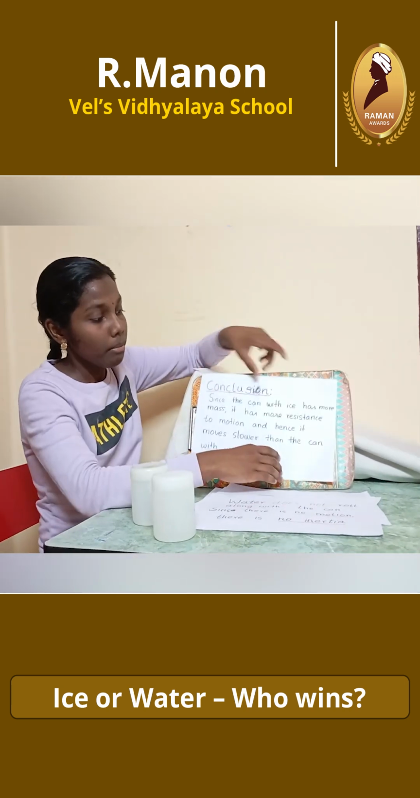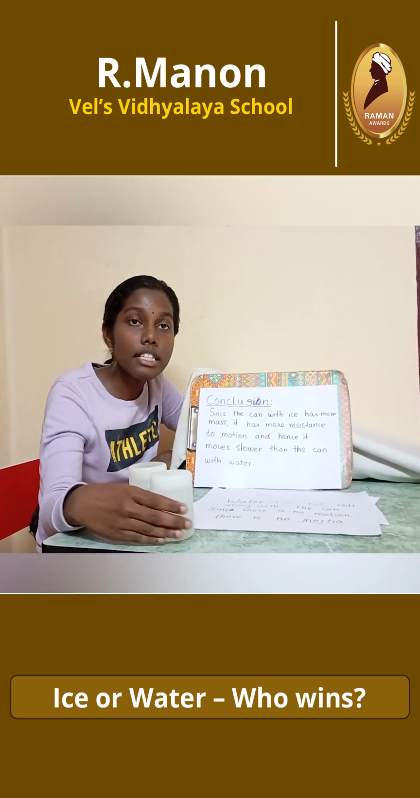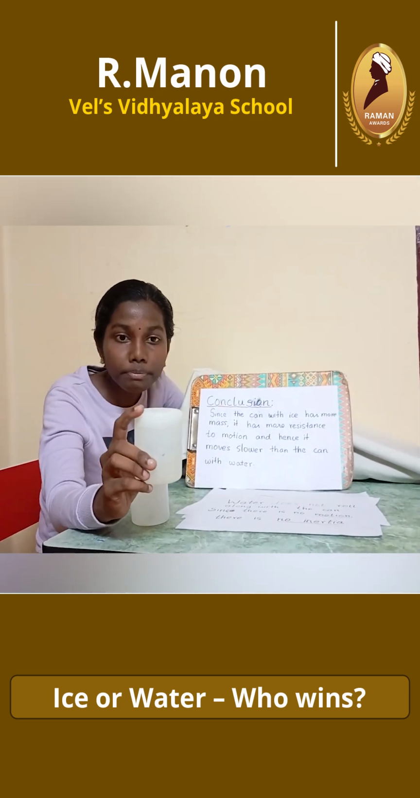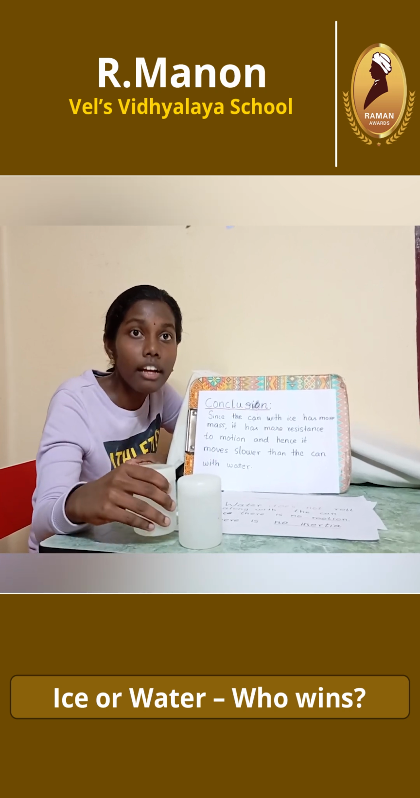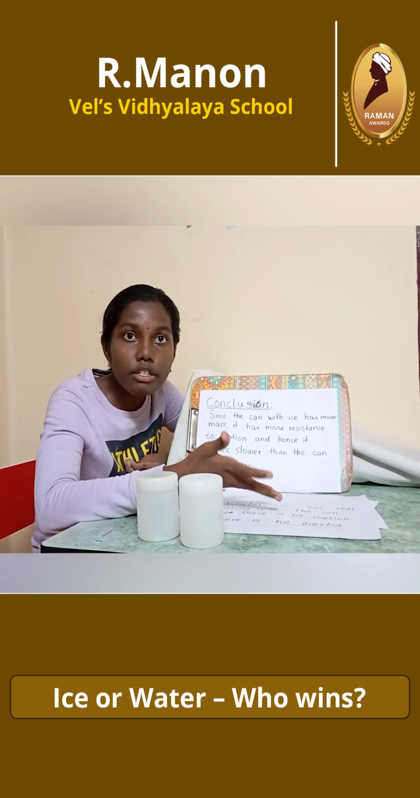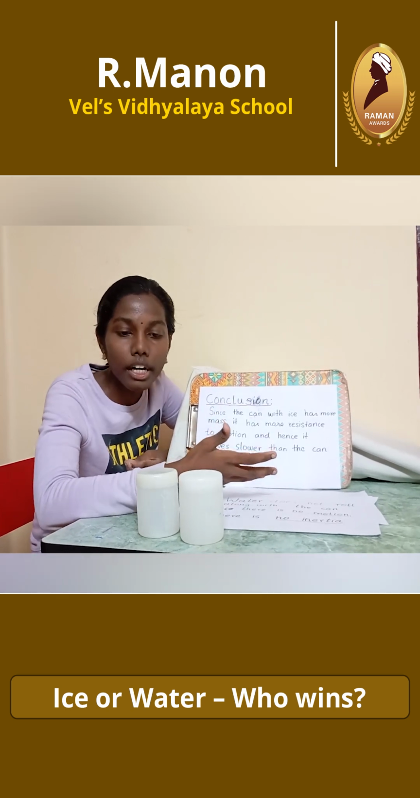So from this experiment, you can conclude that since the can with ice, the solid cylinder, has more mass than the can with water, the cylindrical shell, the solid cylinder has more resistance to motion and falls slower than the can with water.